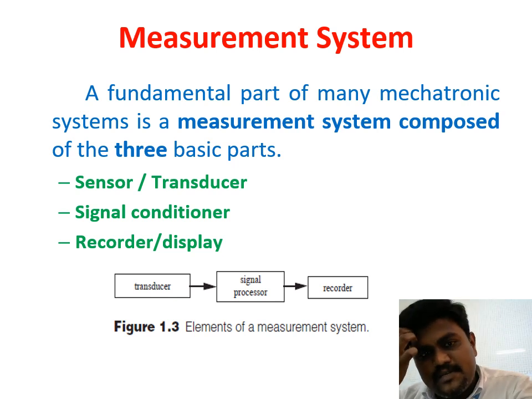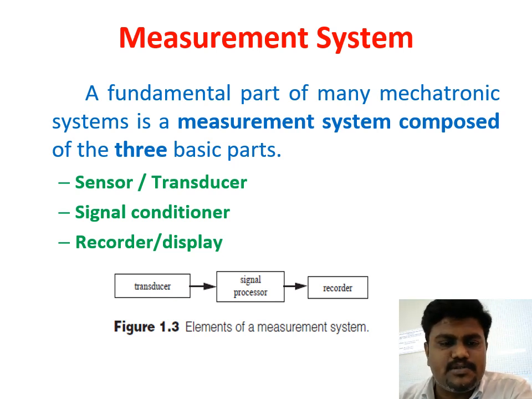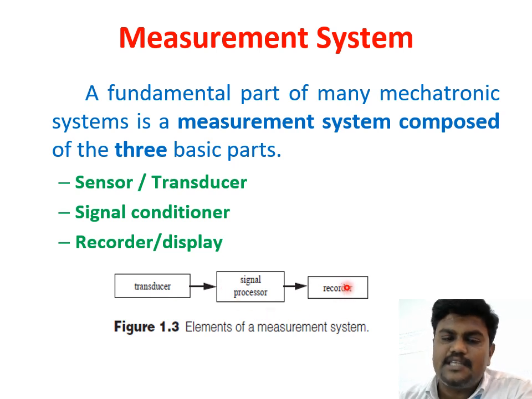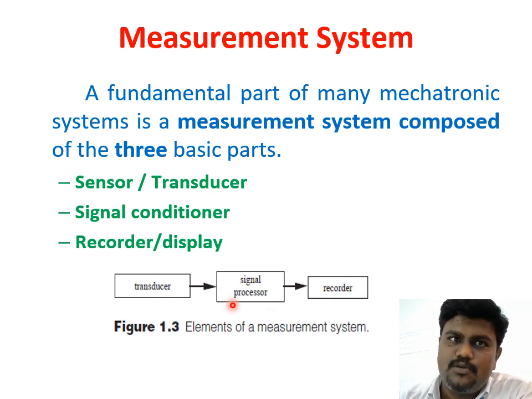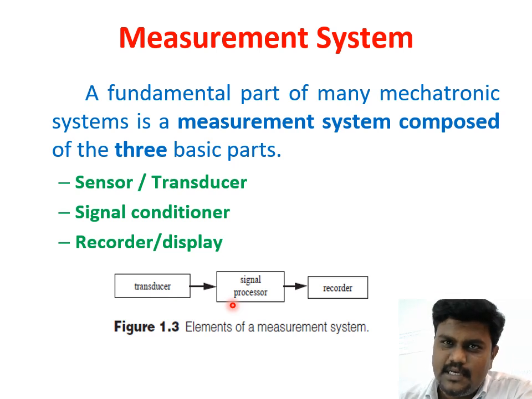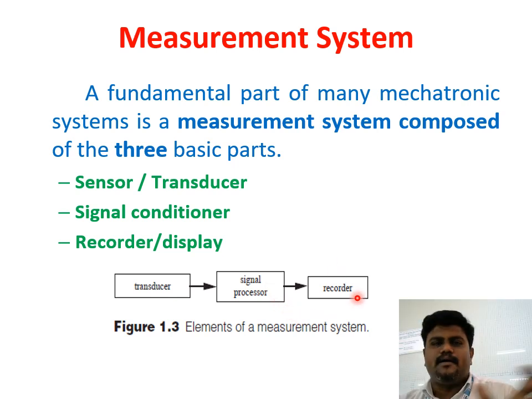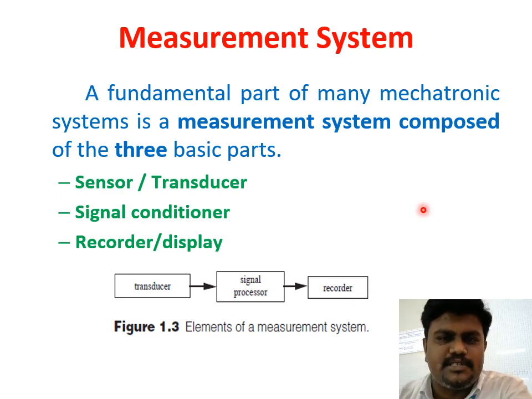And here comes the measurement system, which basically contains three parts. The fundamental parts of a measurement system are composed of three components: transducer, signal processor, and a recorder. The transducer, as we just saw, converts the measured signal into an electrical form. So a physical quantity can be converted into an electrical form, and that signal can be processed over the signal processor, and finally the recorder or the output unit gives you the processed output. So this is how any measurement system works.